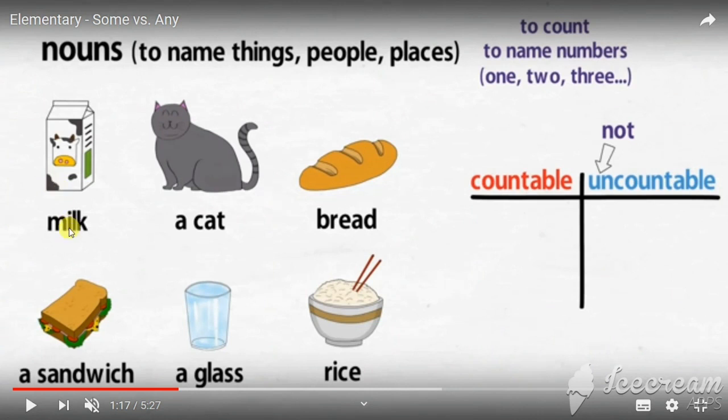When we say milk, it is not the carton, it is the milk itself, the water, the milk, the liquid. We can't count the liquid, okay? So milk is uncountable, okay? Cat, we can count it. Bread, uncountable. Sandwich, countable. A glass, we can count the glass. The rice itself, we can't count it, okay?